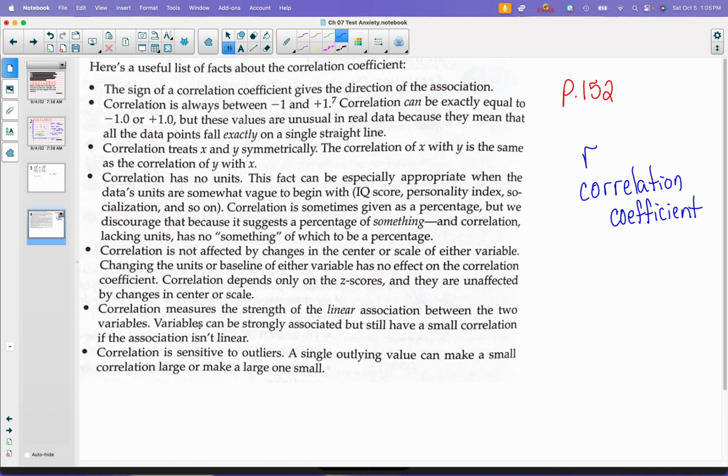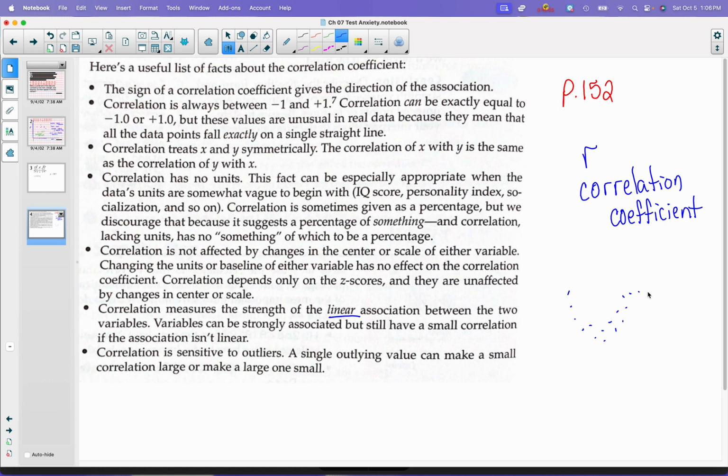Correlation, this is really important, measures the strength of a linear association between two variables. It's possible to have two variables be very strongly associated, but the correlation is small because it's not linear. For example, you could have a set of data that creates almost a parabola pattern.